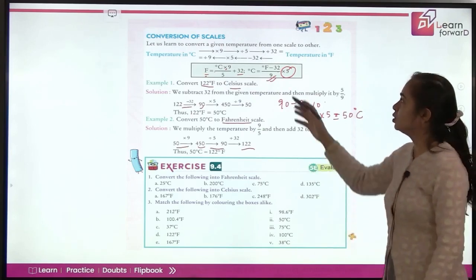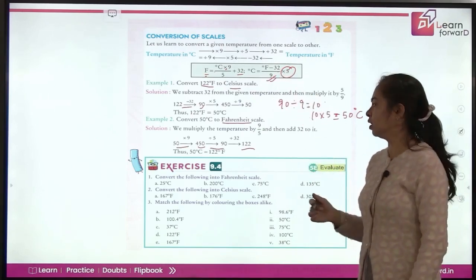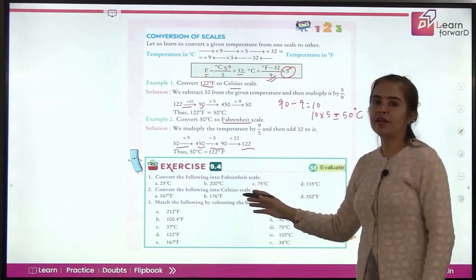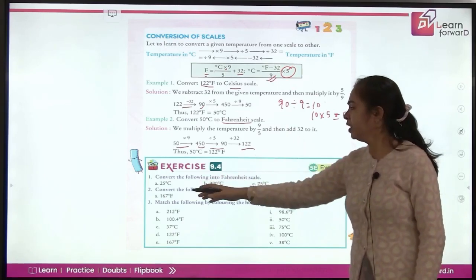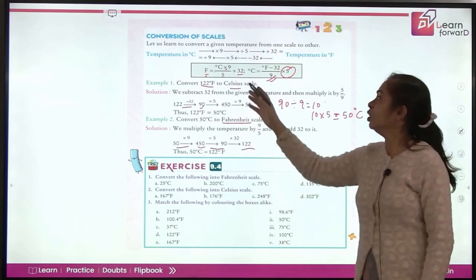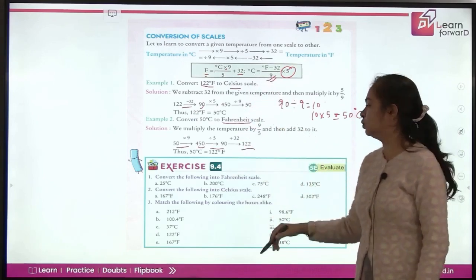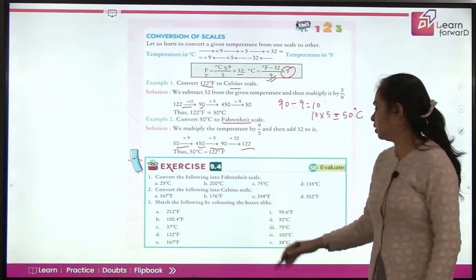Okay. So, just use this formula and do the conversions. Convert the following into Fahrenheit scale. Now, I think you should be able to do. Again, convert the following into Celsius. Use this formula and do them. Match the following by coloring the boxes alike.